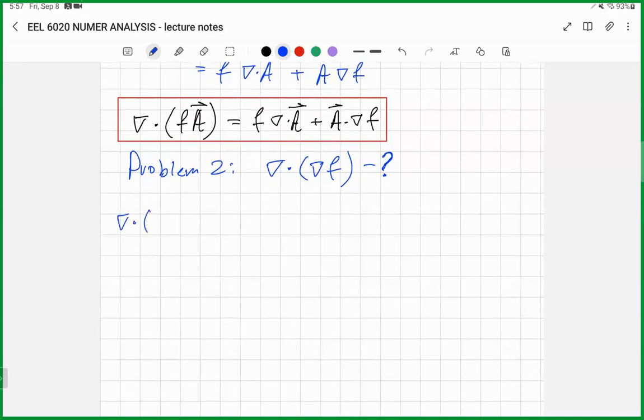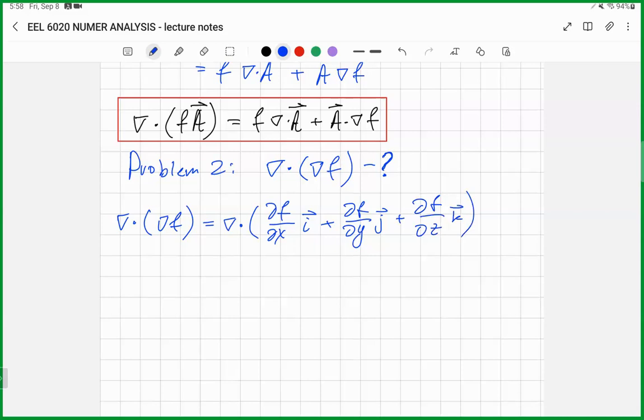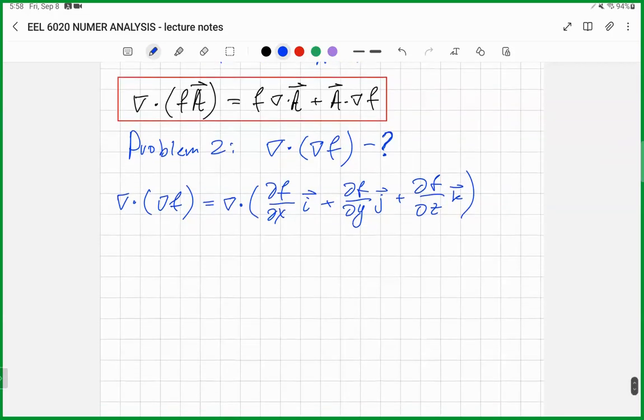We can just directly calculate this by recalling what the gradient of field f is. It is df over dx times i plus df over dy times j plus df over dz times k. And we need to take the divergence of all these terms.